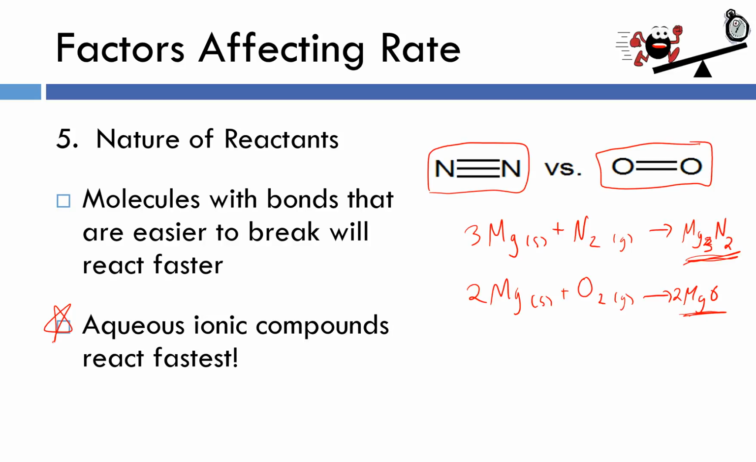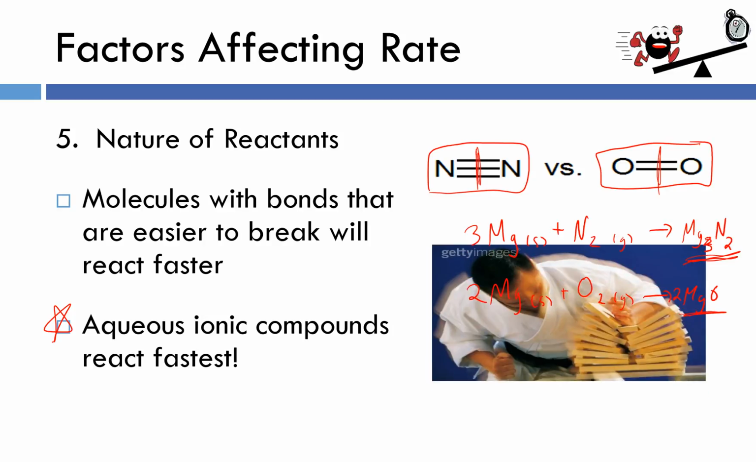So when magnesium combusts in the atmosphere, it's a lot easier for it to react with oxygen because it just has to break through a double bond, instead of with nitrogen, where you have to break through a triple bond. So this is what we mean by nature of reactants. If you've got molecules that have easier bonds to break, they're going to react faster, usually because it just requires less energy to break through them.